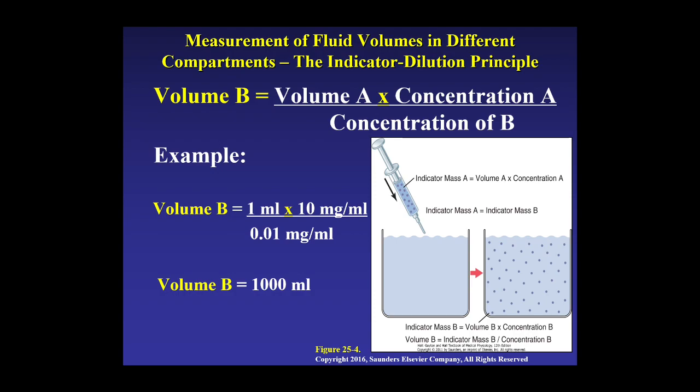Because of that, again, this is the conservation of mass principle. So this mass is equal to the indicator mass in the container that's bigger now. Okay, so mass of A is equal to mass of B. I have the volume in the syringe, the concentration of the indicator in the syringe, and the concentration of the indicator in this container. So therefore I have only the volume missing, and I can calculate that.